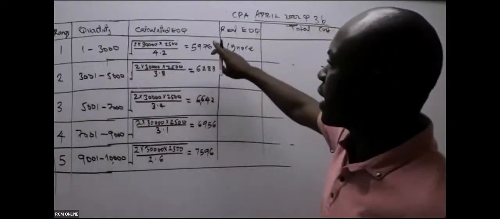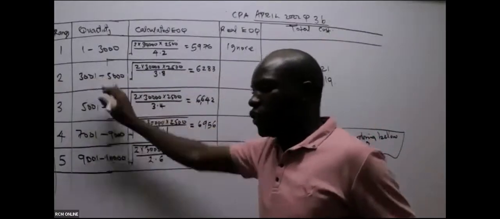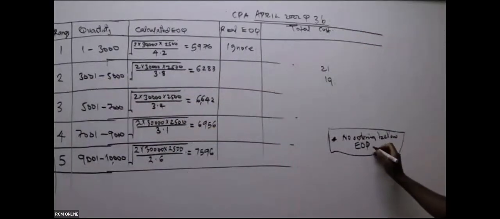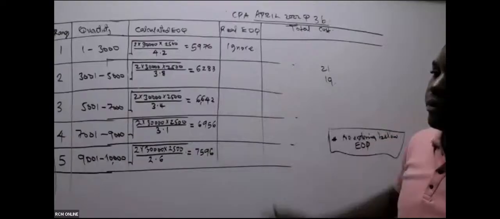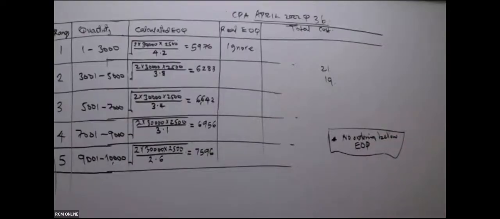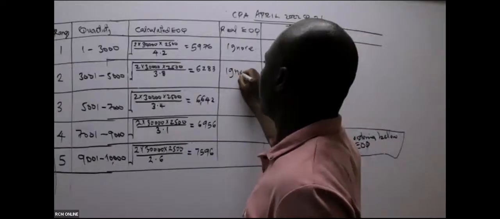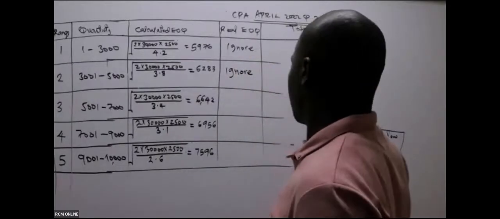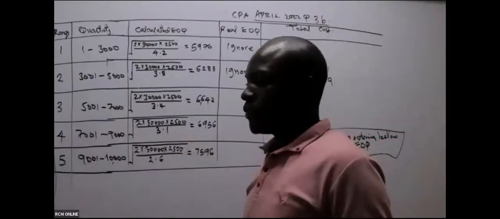If I look at my calculated economic order quantity, it is above this range. So it will be violating this rule. If I have to follow this rule, can you give me the comment that I'm going to put here? Which comment are you going to indicate there? Ignore, right? Because it will be violating this particular rule.